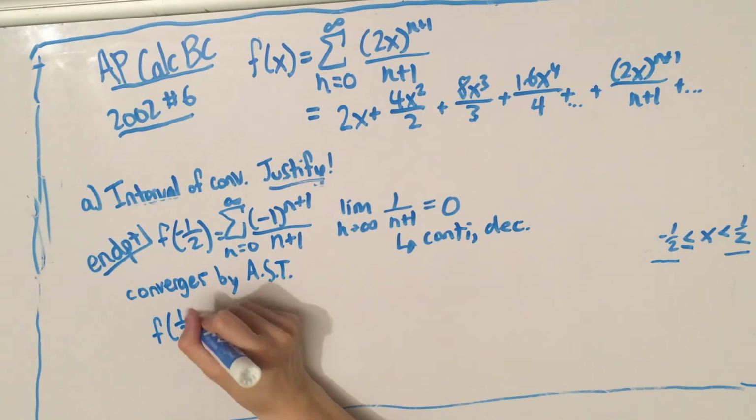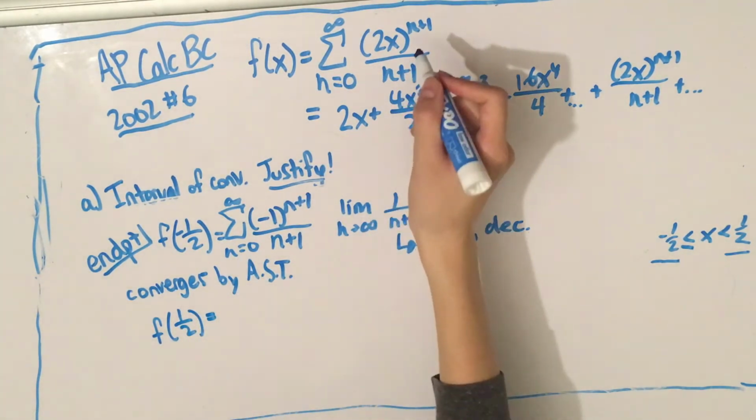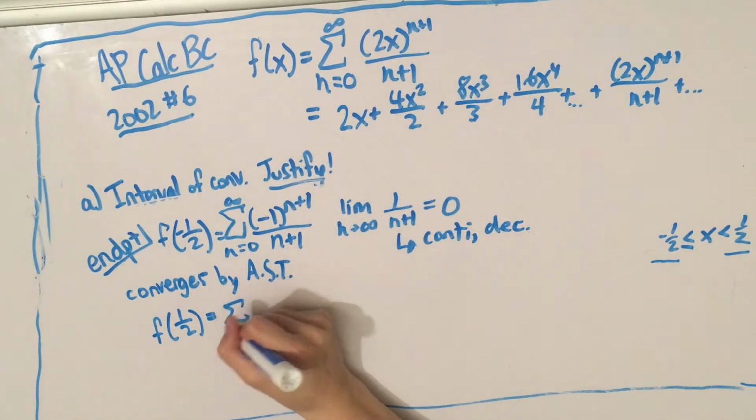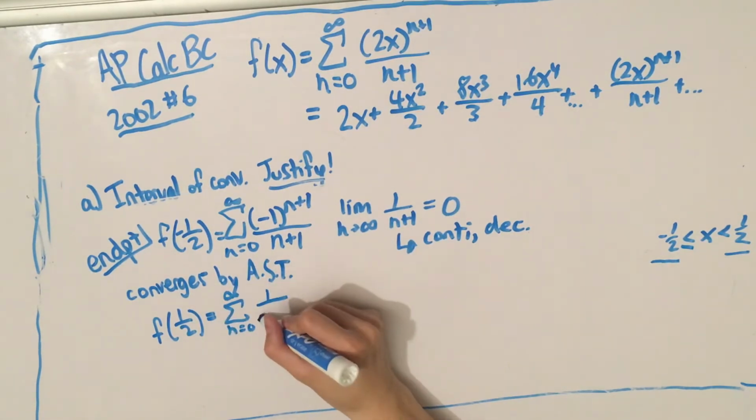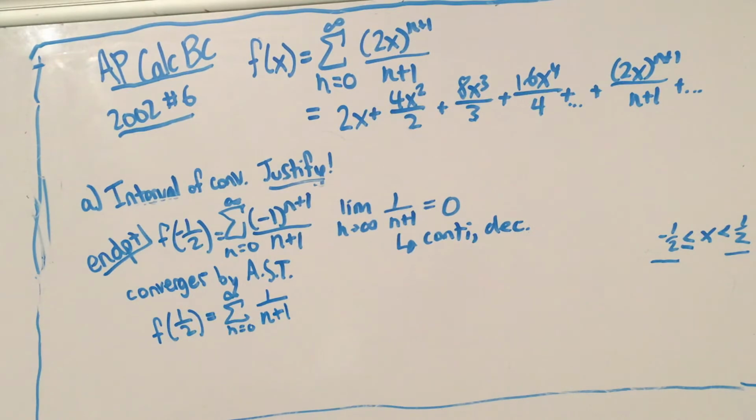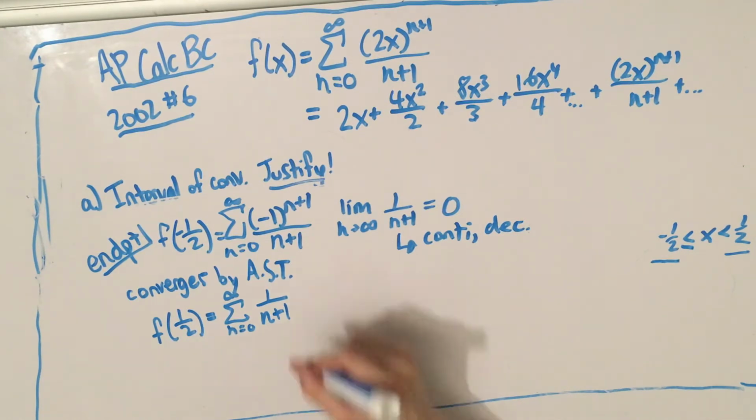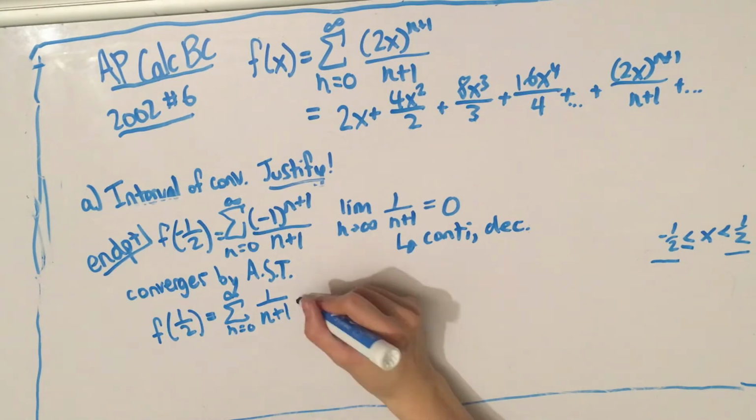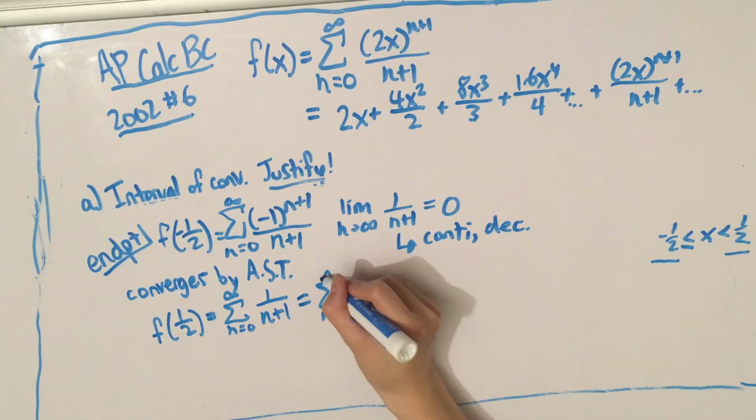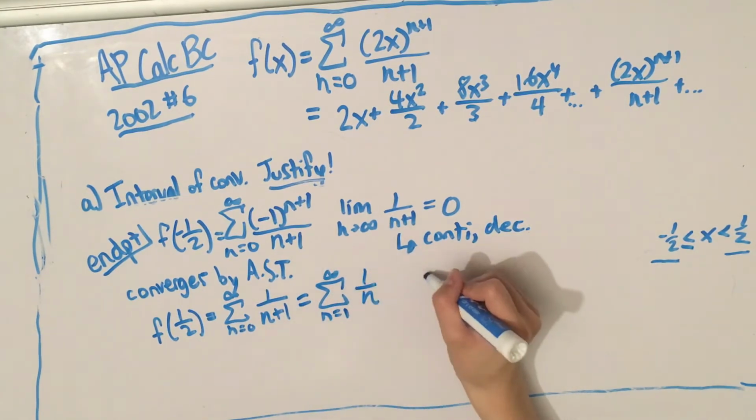Plugging in 1/2, on the other hand, completely removes this upper term. This leaves us with a simple series of n equals 0 to infinity of 1 over n plus 1. And here's a little trick you can do to avoid the ordeal of limit comparison tests. Since n is only written in terms of n plus 1 on the left side, instead of saying this, you can say the sum is from n equals 1 to infinity of 1 over n.